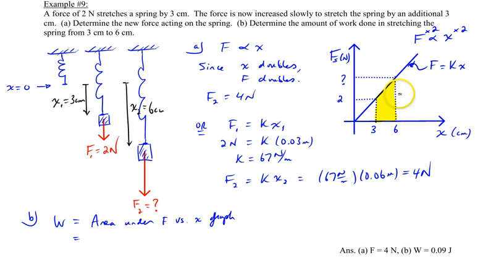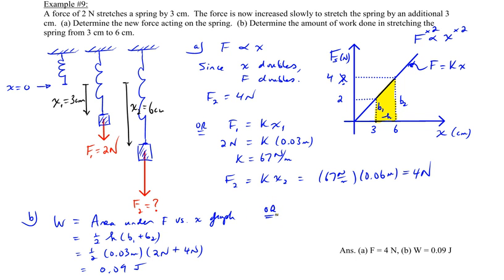We're really finding the area of this trapezoid, so maybe you can label this as base 1, this as base 2, and this is your height. If you recall your formula for a trapezoid, it would be 1/2 times the height times base 1 plus base 2. So this would be 1/2 times the height, which is 0.03 meters, multiplied by base 1, which is 2 newtons, plus base 2, which is 4 newtons. This gives you an area of 0.09 newton meters, or joules.